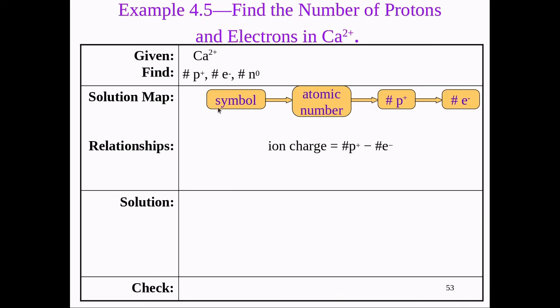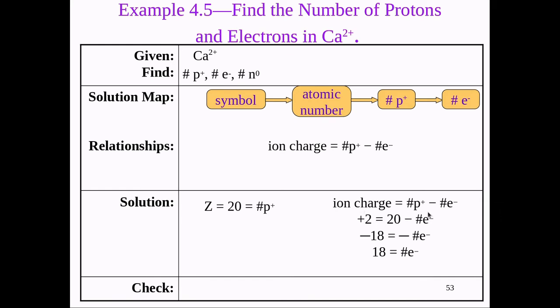And our basic solution map here is we're going to start with a symbol. That's going to go to the atomic number, which is the number of protons, remember. And then we're going to be able to deduce the number of electrons from the ionic charge using this formula here. So Z, the atomic number, is 20, which is going to be the number of protons. We got that just from looking on the periodic table. We looked up calcium.